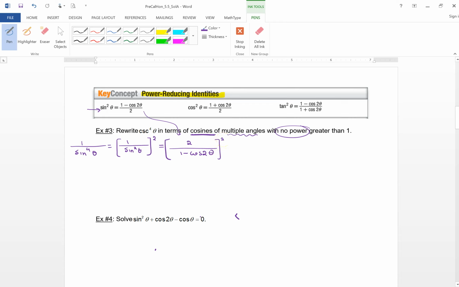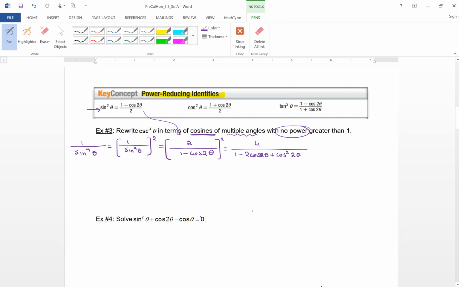Everybody with me? Now, I am going to distribute the square. So in the numerator, a 4. In the denominator, I FOIL, so I get 1 minus 2 cosine 2 theta plus cosine squared 2 theta.